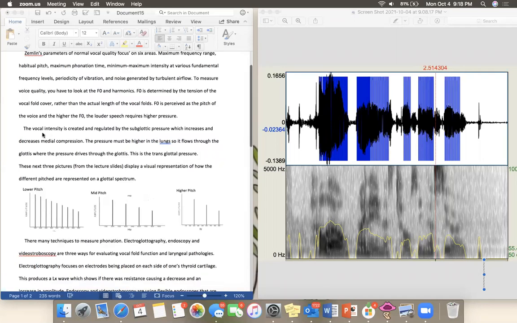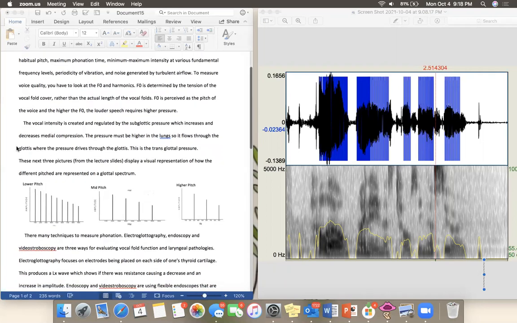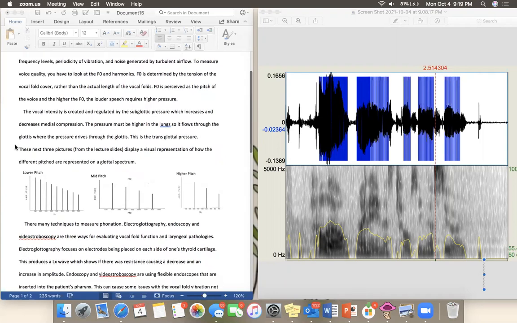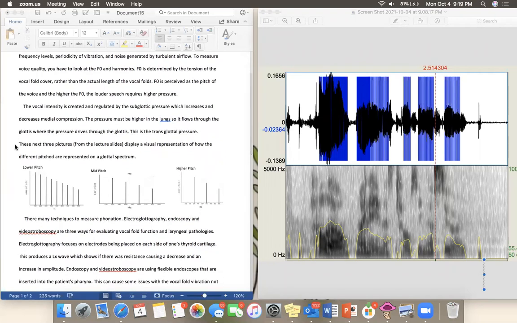So the vocal intensity is created and regulated by the subglottic pressure, which increases and decreases medial compression. The pressure must be higher in the lungs so it flows through the glottis, where the pressure drives through the glottis. This is the transglottal pressure.